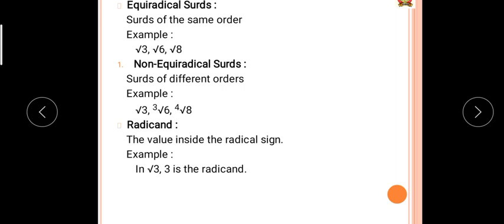Then radicand: the value inside the radical sign is called the radicand. Just to show, a is the radicand and n is the order. See in the example root 3, 3 is the radicand. So what is the radicand? The value inside the square root is called the radicand, and the value outside of the square root, that is the n power, is called the order of a surd.